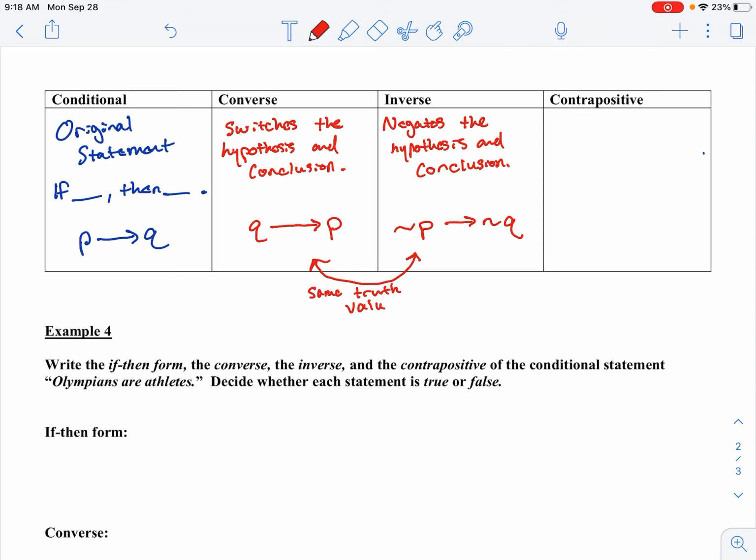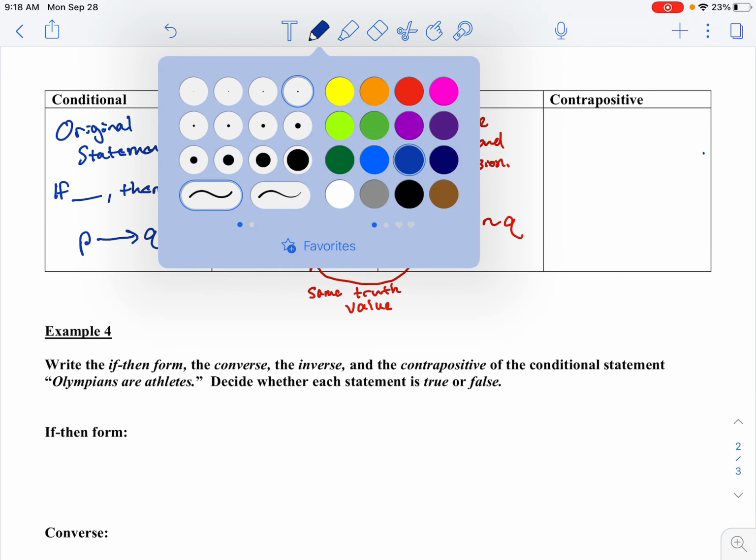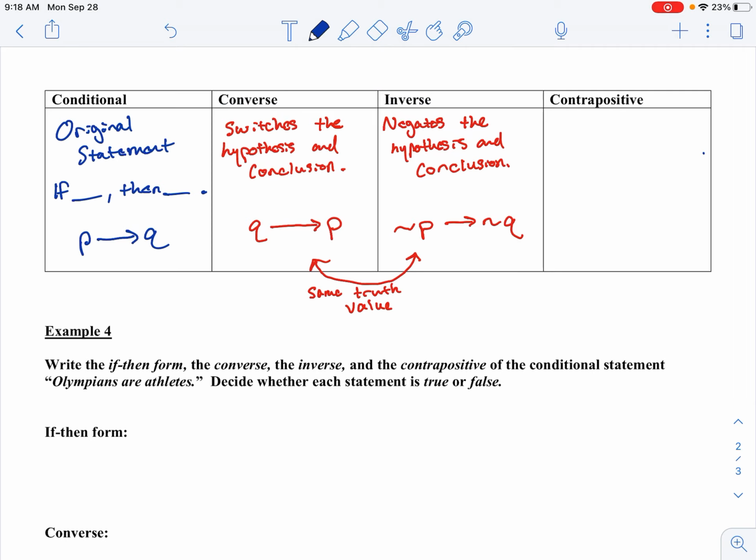And what I mean by that is if the converse is true, then the inverse will be true, or vice versa. If the inverse is true, then the converse will be true. Or if the converse is false, then the inverse must be false. If we're saying whether the statements are true and false, the converse and the inverse will always have the same truth value. And the contrapositive, you might be able to guess it. We've switched, we've negated. The contrapositive does both.